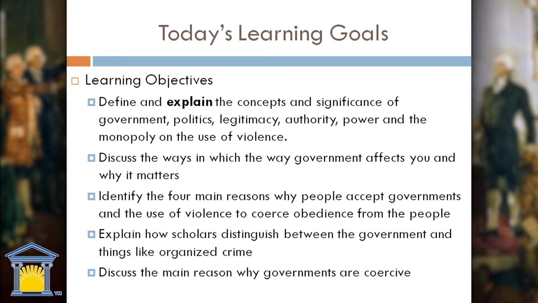You should identify the 4 main reasons why people accept government and the use of violence to coerce obedience from the people by the government, right? You should be able to explain how scholars distinguish between the government and things like organized crime. And you should be able to do things like discuss the main reasons why governments are coercive, right? So that violence I mentioned before that we tolerate from the government, why is it even necessary?